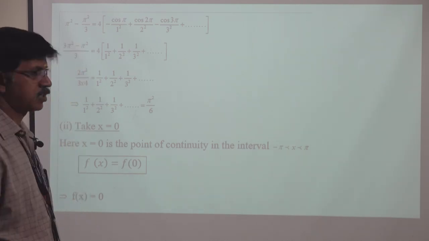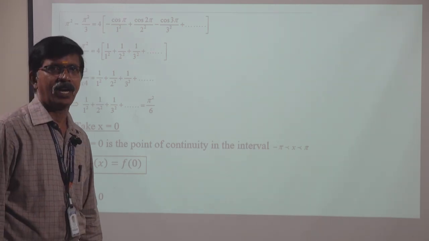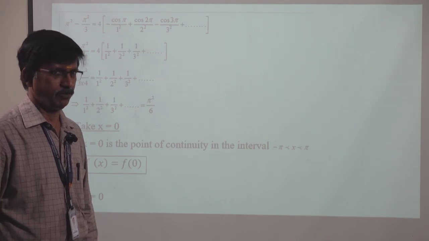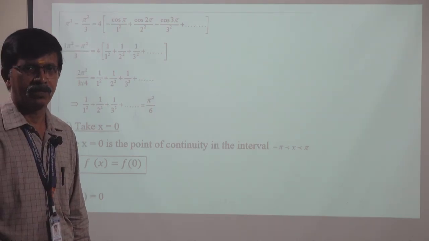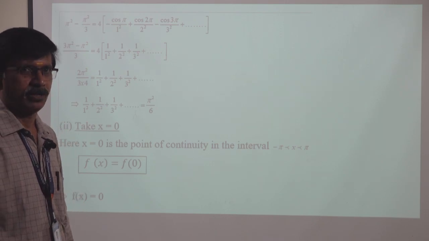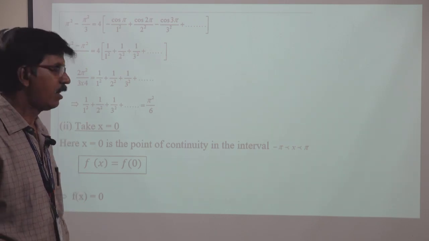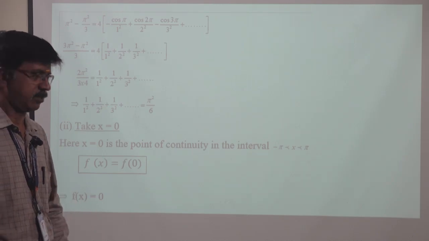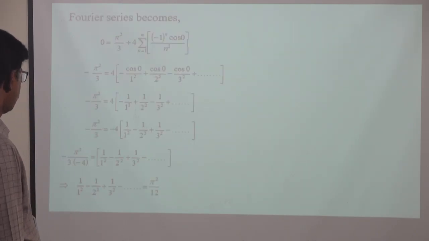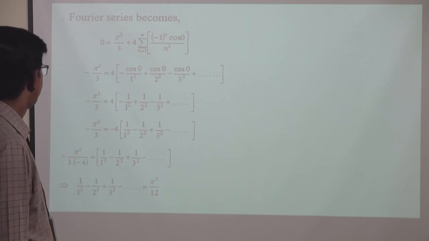Now we can go for deduction part 2. In this case we have to consider the value of x as 0. The value of x lies in between the interval minus pi to plus pi. Therefore x equals 0 is a continuous point. If the point is continuous, we have to consider the condition as f of x equal to f of that particular value we have considered. So take x equal to 0.